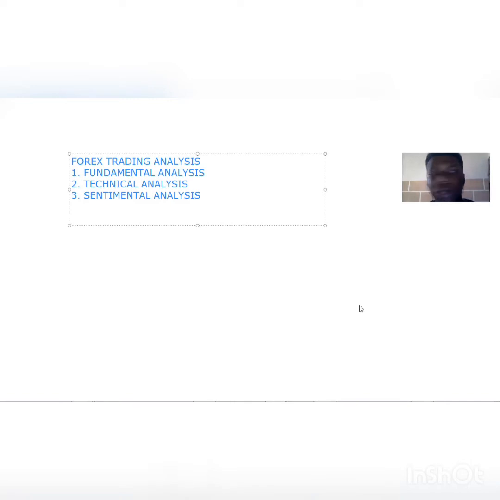So today we'll be talking about Forex trading analysis. It can also be called the Forex analysis. And we have three basic ways of approaching the Forex market, which are the fundamental analysis, the technical analysis, and also the sentimental analysis.